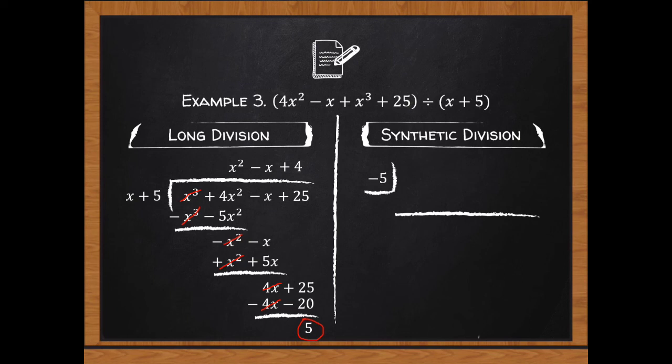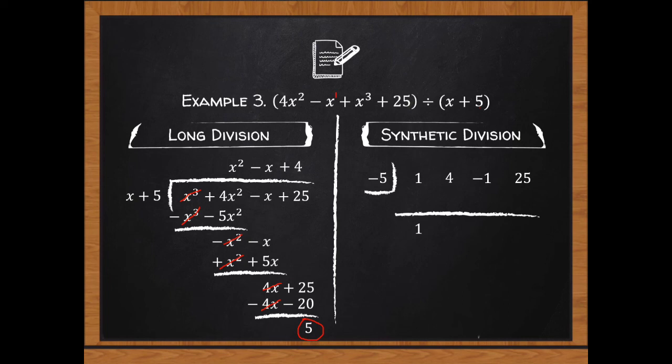And then next, isusulat po natin dito ang mga coefficient ng ating dividend in its standard form. So, mauuna si x cubed. Anong coefficient niya? It's 1. And then 4x squared, what is the coefficient? It's 4. And then next, x raised to 1. Ano ang kanyang coefficient? Negative 1, since minus sign dito. So, next, ang ating constant is 25.